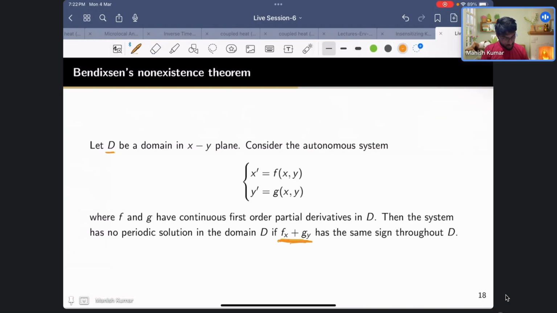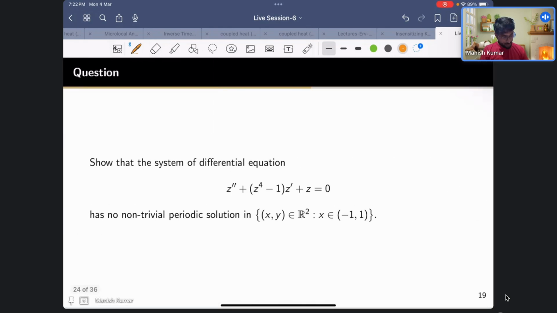So that's all about this theorem. The earlier theorem was guaranteeing you a periodic solution. Here we are looking for the non-periodic solution. And this type of problem you can actually address in two ways. I'll tell you. Let us consider this system. Here it's a second order differential equation, but you can always convert it into first order.